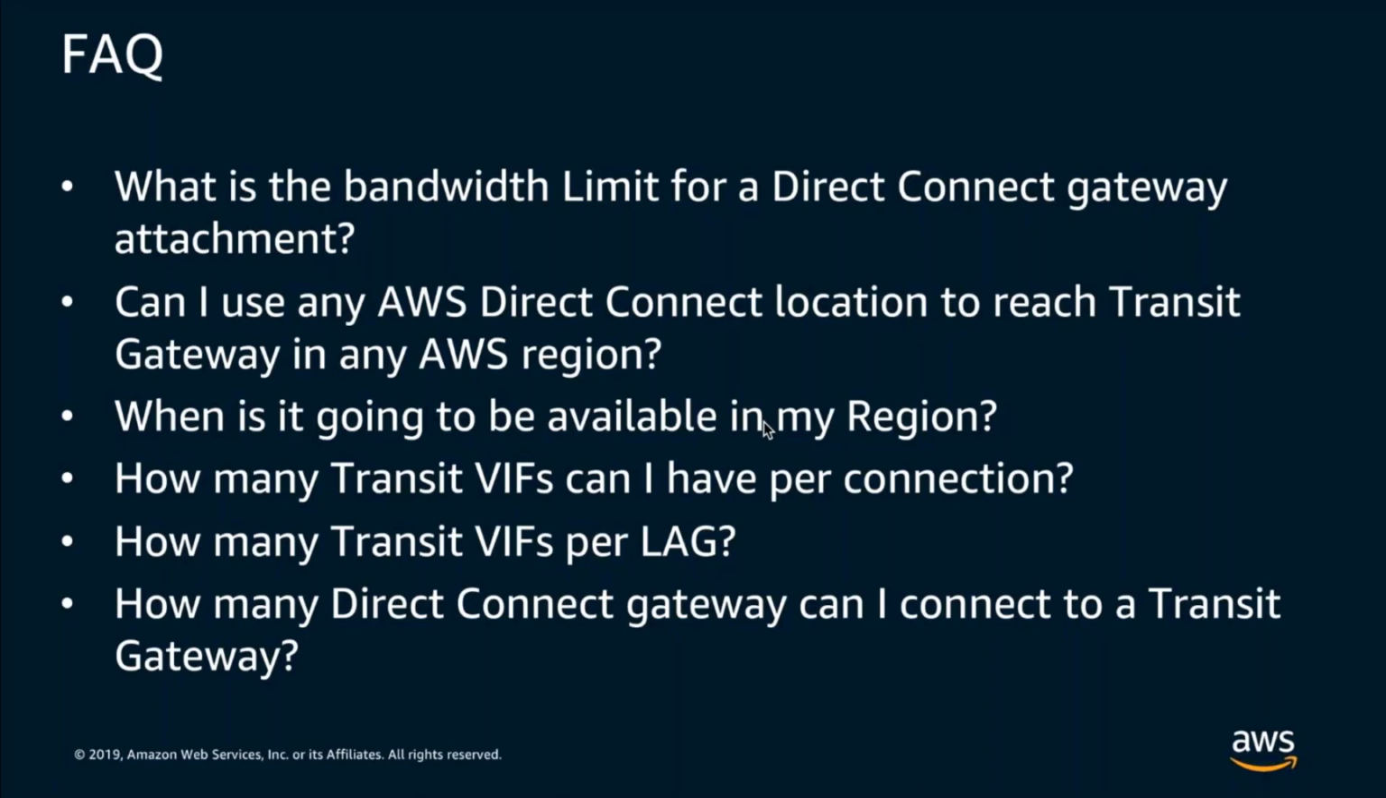Got it. So just to recap here, you get one transit VIF per connection, and then you can have up to 30 transit VIFs per Direct Connect gateway, and then up to 20 Direct Connect gateways per transit gateway. Is that correct? That is correct. And we highly recommend that you have multiple transit VIFs terminating and attaching to a Direct Connect gateway for increasing your resiliency and for maximizing your availability. Perfect.